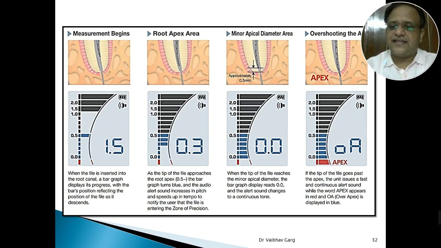If your file is going beyond the apex, it will say over apex and it will show you a red zone. Most of the systems show red zone or bright yellow zones. If you are very short of the apex, that means your reading has not reached this safe zone, or blue zone or green zone. That means you should remove the file, make sure you go beyond the slight constriction that you are feeling, and take a re-reading with the radiograph and apex locator.